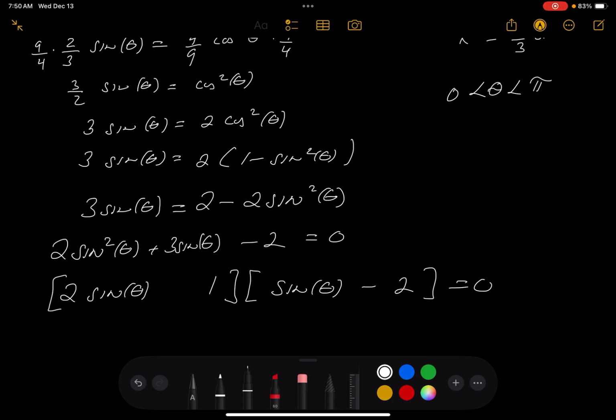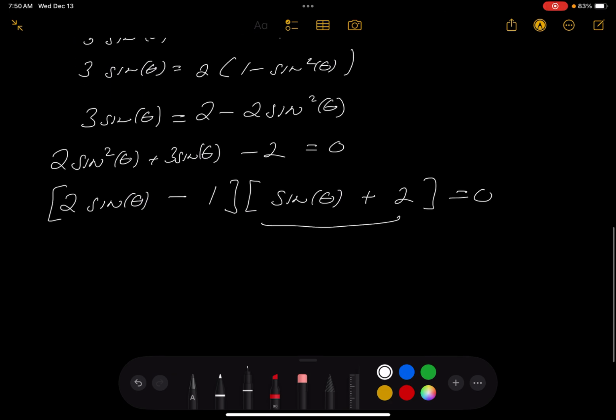And it looks like this over here. Let me just check it, by the way. I get 2 sine squared. 4 minus 1 is 3. Yeah, it looks great. This has no real solution, so I'm not going to bother with that. But I'm looking at this 2 sine theta minus 1. And when does it equal 0? So sine theta would equal 1/2.